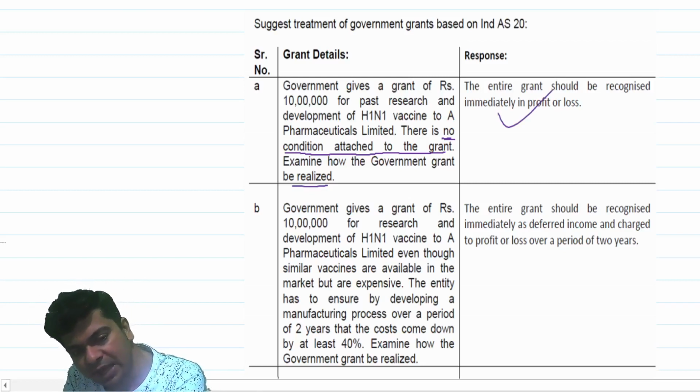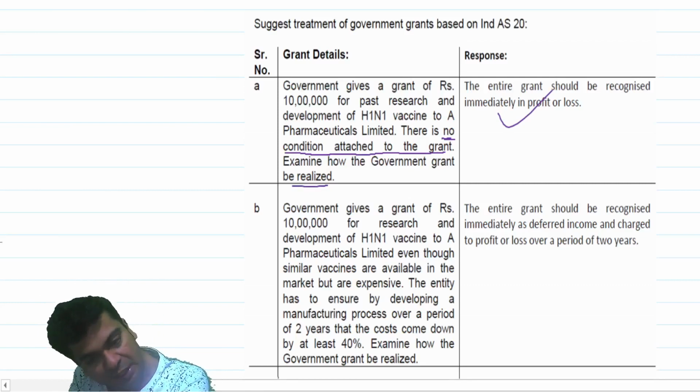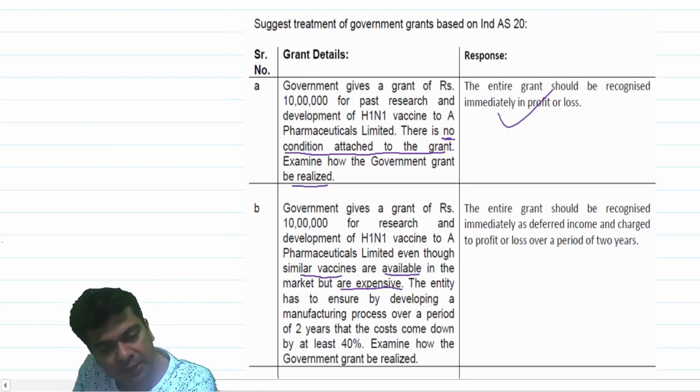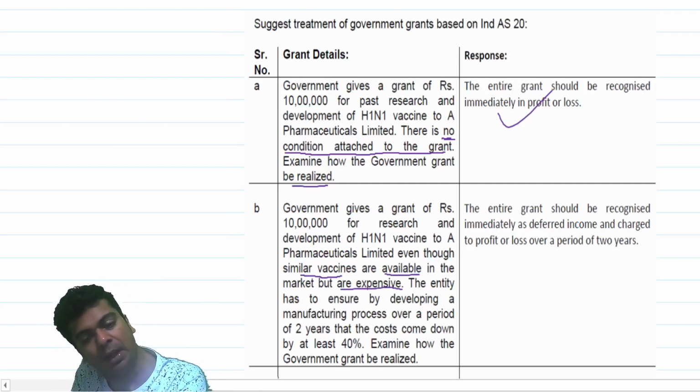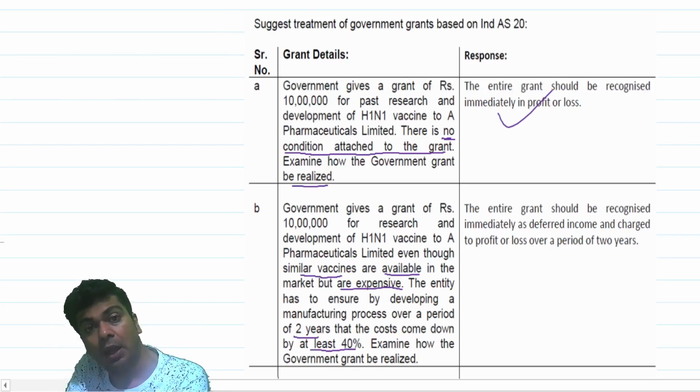In B, they are making a slight variation. They are saying government gives a grant of rupees 10 lakhs for research and development of H1N1 vaccine to A Pharmaceuticals Limited. Even though similar vaccines are available in the market but are expensive, the entity has to ensure by developing a manufacturing process over a period of 2 years that the costs come down by at least 40%. How will the government grant be realized this time?